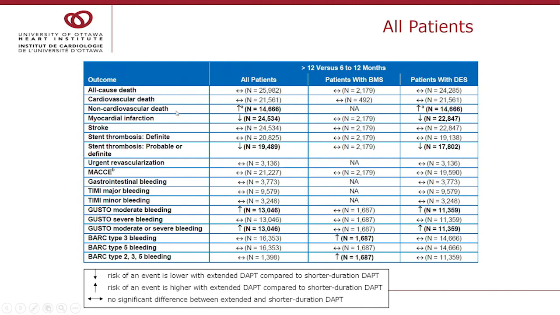We find that for non-cardiovascular death, you may be at greater risk in extended DAPT because of the results of the DAPT trial, but there was a reduced risk of MI, there was a reduced risk of probable or definite stent thrombosis, but there was a corresponding increase in bleeding as given by the GUSTO definition of moderate. Okay. And that's the overall group.